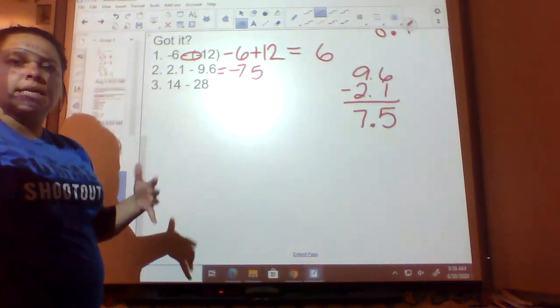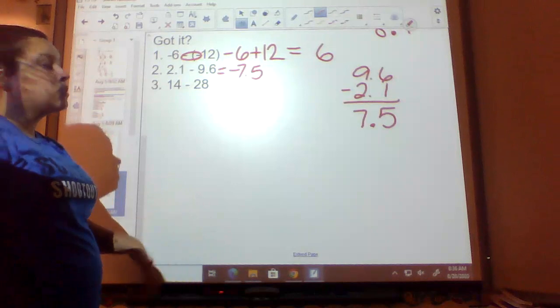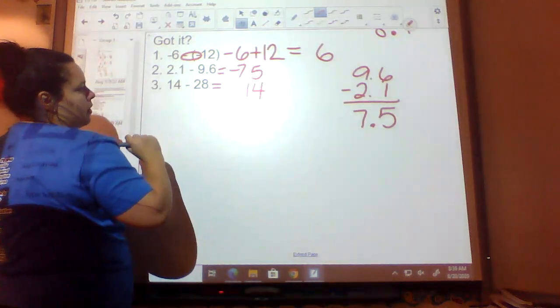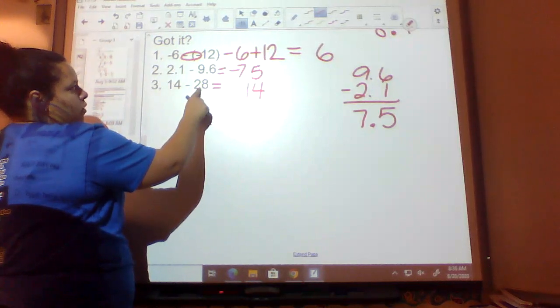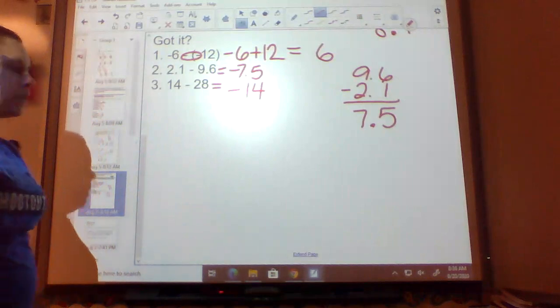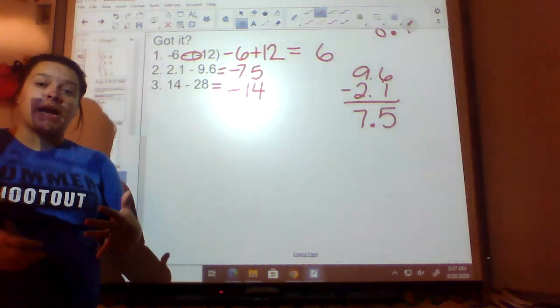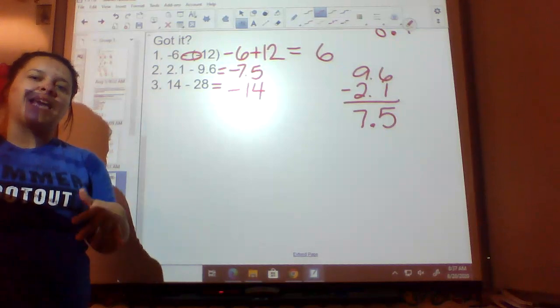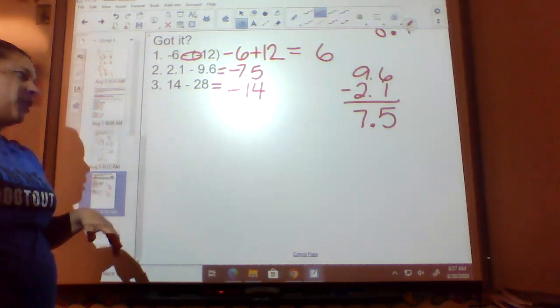14 minus 28, different sign, subtract. So 28 minus 14 is 14. Keep the sign of the larger number, then I'll be exact. So 28 is bigger than 14, and it's got a minus in front of it, so it's negative 14. So these are just going to come with a lot of practice. Please don't use your calculator. Do them all by yourself, and then go back and check them with your calculator.